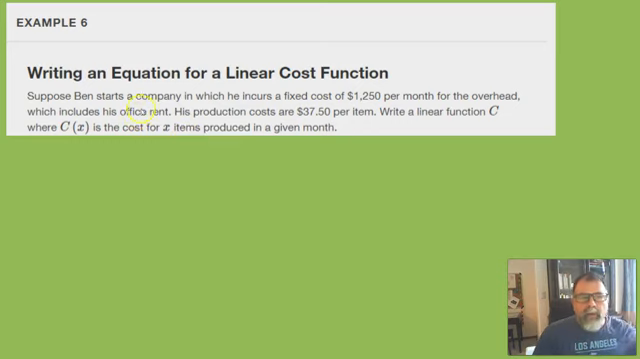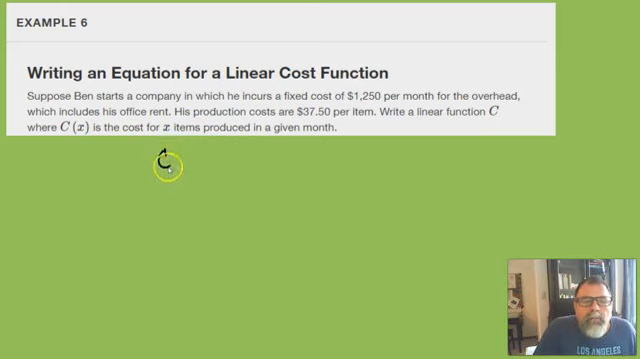Example 6, writing an equation for a linear cost function. Suppose Ben starts a company in which he incurs a fixed cost of $1,250 per month for overhead, which includes his office rent. His production costs are $37.50 per item. Write a linear function C where C of X is the cost for X items produced in a given month. All right.